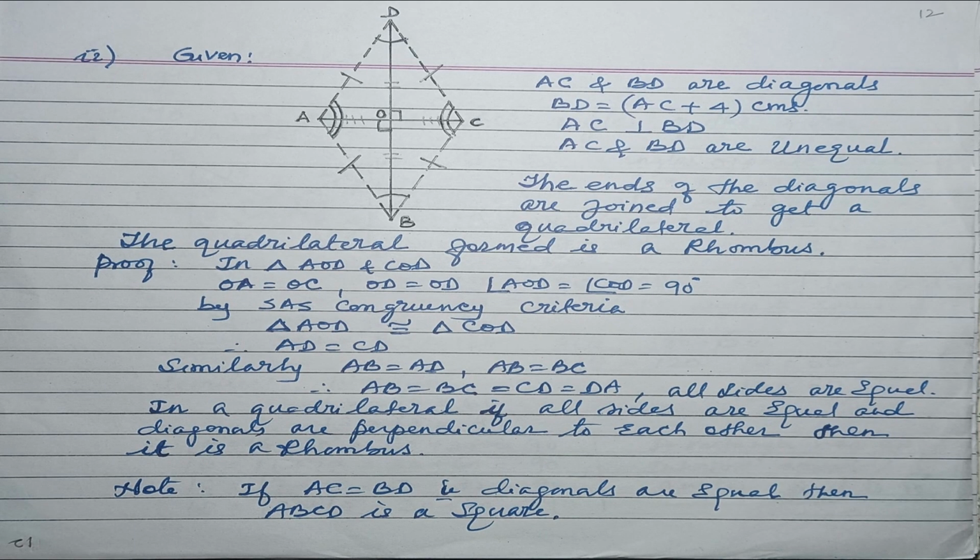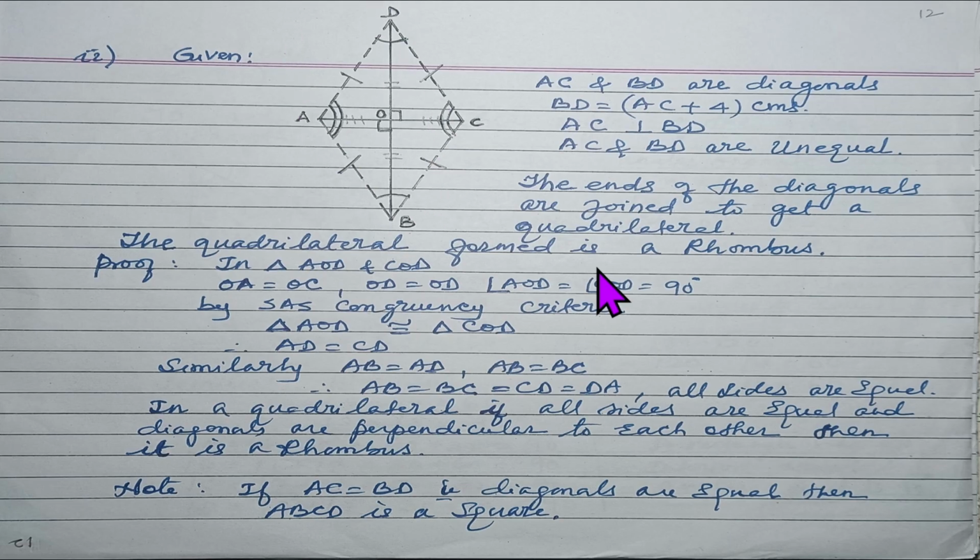Now coming to the next example, now we are given AC and BD are diagonals, but the diagonal BD is AC plus 4. That means it is 4 units more than AC. So we are given AC as a diagonal, and BD is also a diagonal, but BD is 4 units greater than AC. Now AC is perpendicular to BD. Please understand this. AC and BD are unequal. The ends of the diagonals are joined.